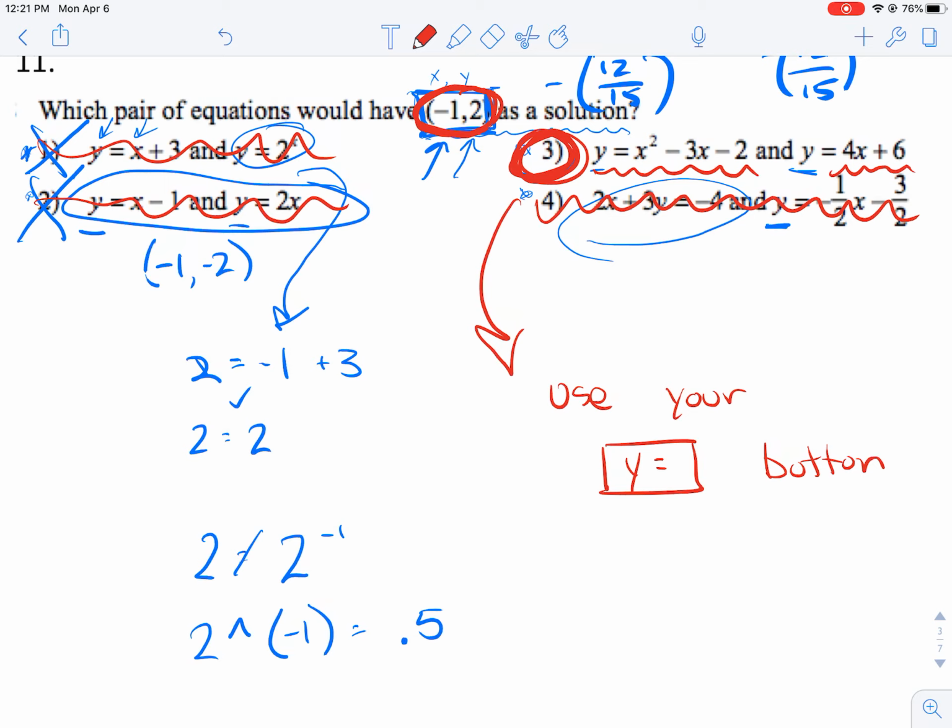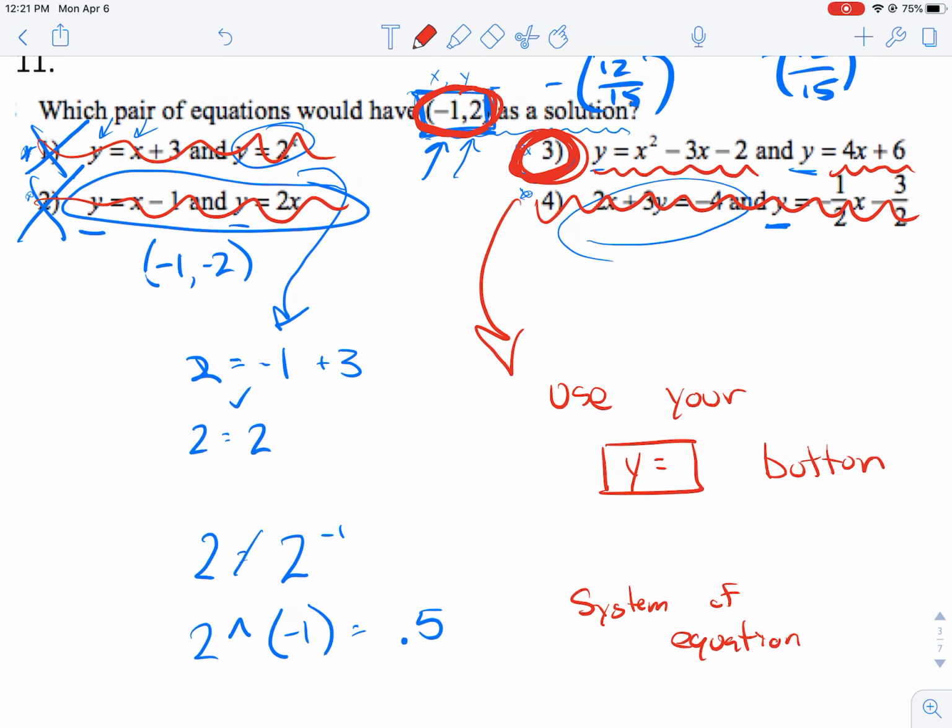So you just put down here at the bottom, use your y equals button, plug in both of those equations, and see which one of these pairs of equations has this point for both of them.